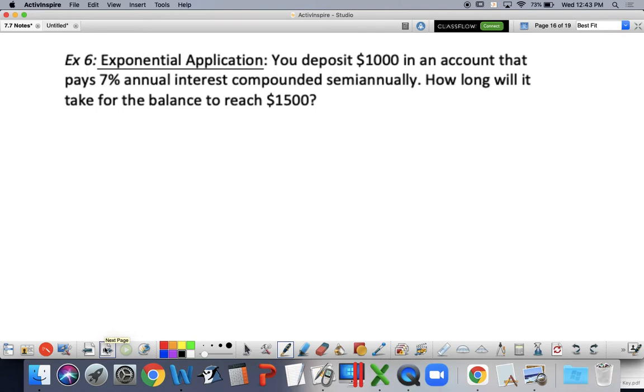You deposit $1,000 in an account that pays 7% annual interest compounded semi-annually. What does semi-annually mean? Every 2 years? Twice a year. So we're going to start filling out. And if you ever have a question on vocabulary, feel free to ask me. I know that these terms are kind of new for us. Now, the interest rate, I can't write it as 7%. I have to write it as a decimal, 0.07.